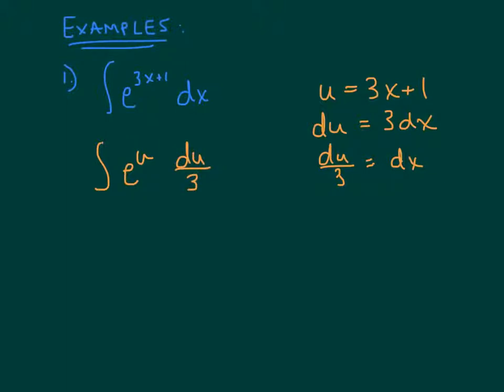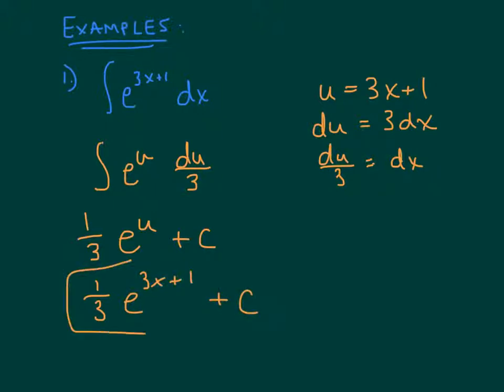All right, so now, of course, I have a constant of 1/3, so that can come out front. The integral of e to the u du, we just said, is e to the u plus c. So now the last thing I need to do is substitute back in what I know u is in terms of x, and I'm all set. So my final answer is 1/3 e to the 3x plus 1 plus c. That is the integral of that first example.